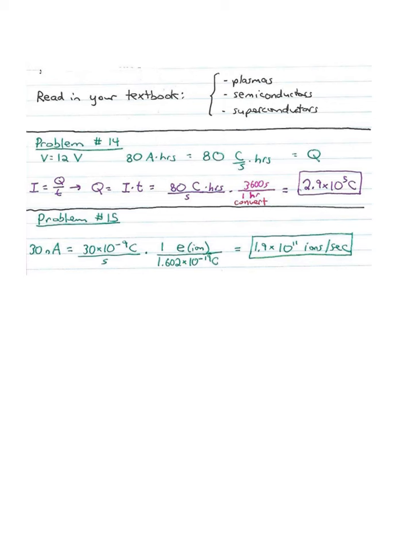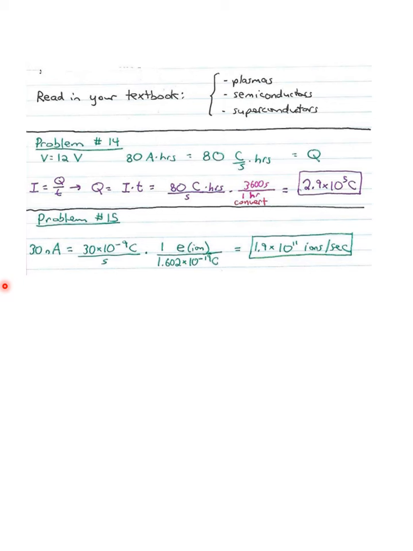That's the total charge. We can then say current is Q over T, but we want to find Q, that charge. So charge is current times T. And the current is 80 coulombs per second, and then times hours. And then we're going to convert hours into seconds. So 3,600 seconds per hour, and that's 2.9 times 10 to the 5th coulombs.